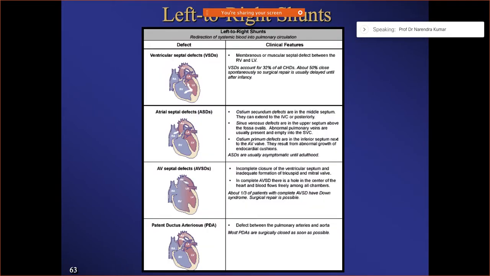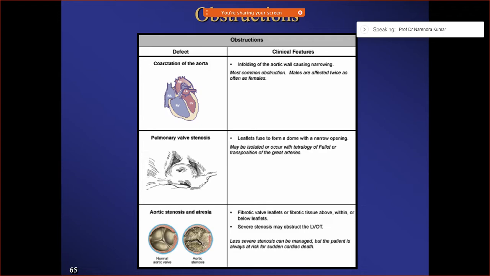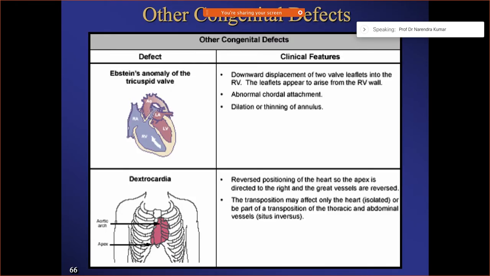So these are some examples of the left to right shunts. I would really like you guys and girls as well to go through these details. It is already mentioned really well. Similarly, there are right to left shunts as well, if we look carefully, like TOF, TGA, TA, and TAPVC. Similarly, for the obstructions, it can be coarctation of aorta, pulmonary vein stenosis, and also aortic stenosis or atresia. Other than that, there are some other congenital abnormalities as well, like Ebstein's or also dextrocardia.